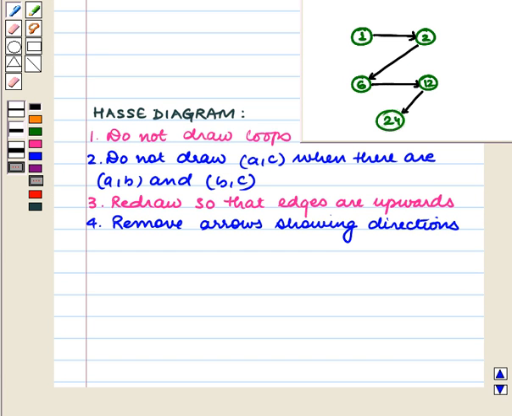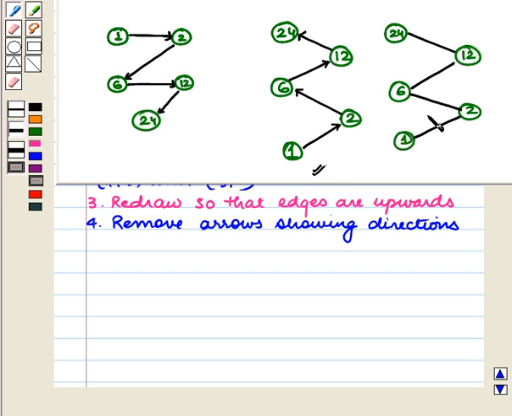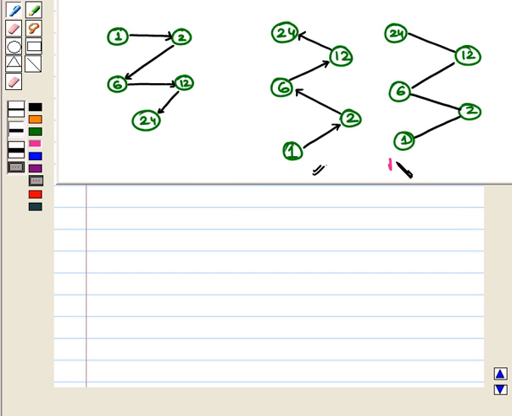So we first remove all the loops and red arcs from this graph and we are left with this graph. Now we redraw it with all edges in the upward direction and we get this graph. Now we remove all the directions. So this is the required Hasse diagram.